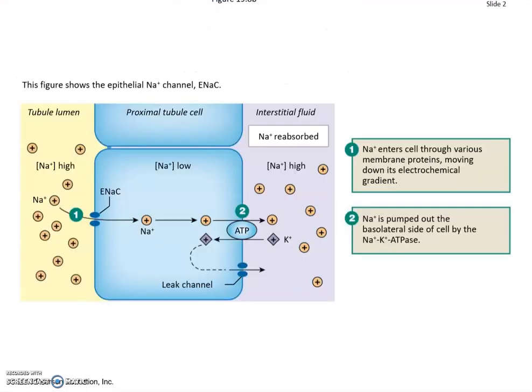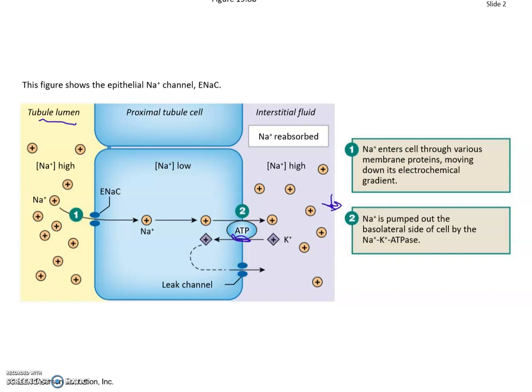Here you have an example of transepithelial transport where we're driving the sodium transport by active transport, so under expenditure of ATP on the basolateral side. Here's the renal tubular lumen, here's the interstitial fluid, and over here would be the blood.